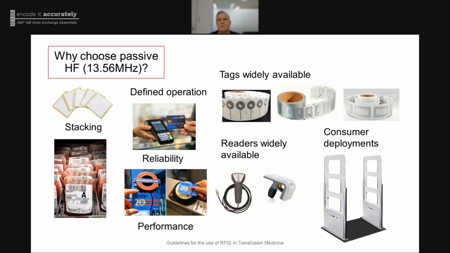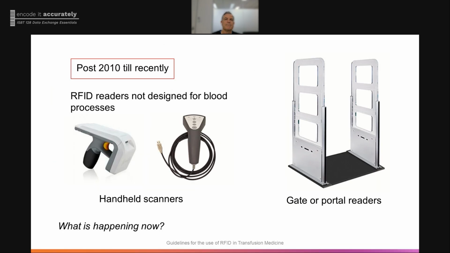The HF tags were widely available, the readers were widely available, and there were many customer item level deployments of the technology. So what happened? I'll take a short detour to explain the what and why of what happened after 2010 until quite recently. After 2010, there was high enthusiasm for RFID technology, and many POC trials were conducted. However, there was no significant adoption of RFID in transfusion until recently.